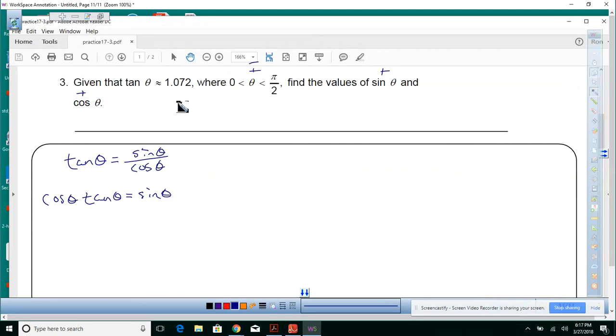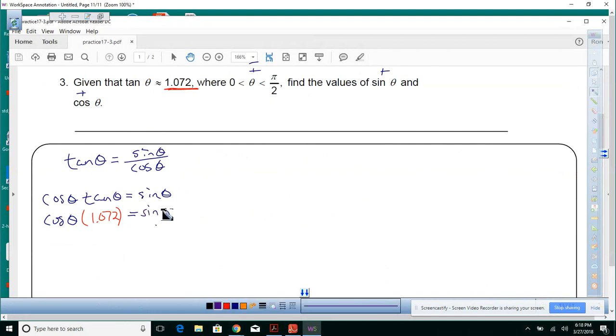Well, let's see here. We're going to substitute this in for tangent theta. So we have cosine theta times 1.072 equals sine theta. All right. Now we're going to come back over here and we're going to say, well, I'm going to do this in purple here.